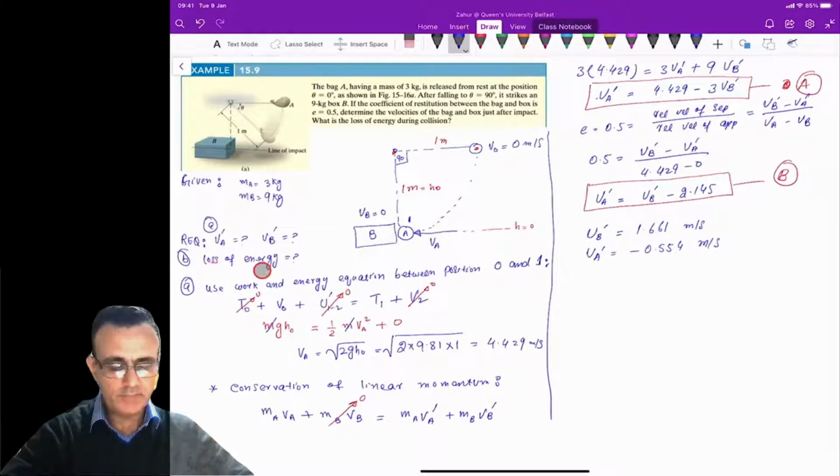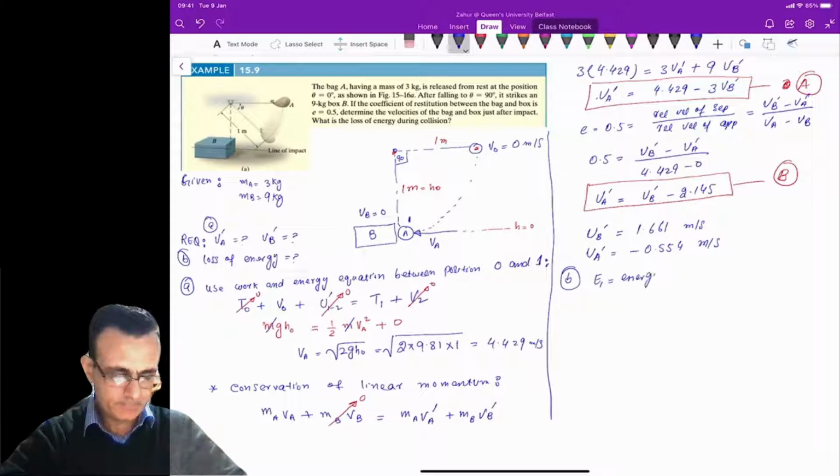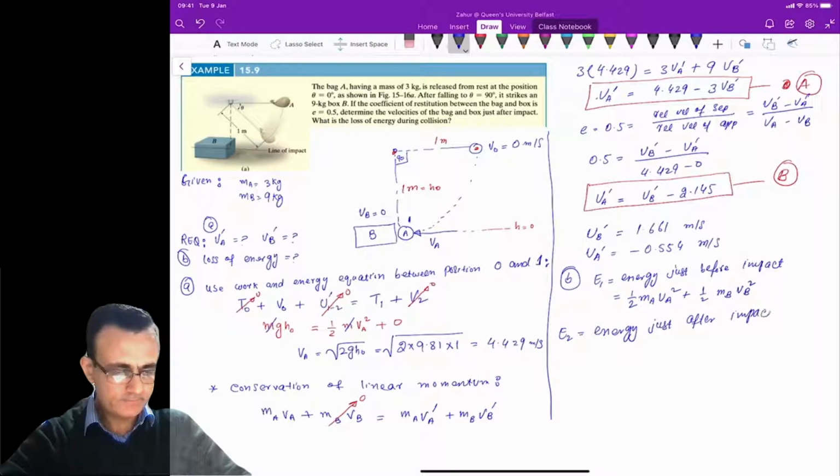Now in part B, we need to calculate the loss of energy. So to calculate part B here, we will calculate two energies. So E1 is the energy just before impact, and this energy will be equal to half ma va square plus half mb vb square, and then you have E2, which is the energy just after impact. So in this case, it will be half ma va dash square plus half mb vb dash square.